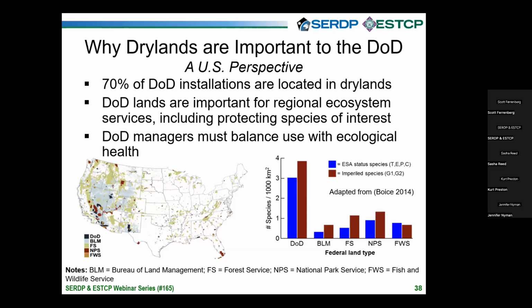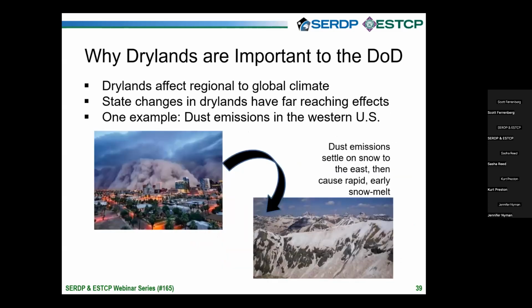And so how can we do justice to these organisms in the face of climate change to keep them safe, keep these numbers high on DoD lands? And DoD managers have the challenging job of balancing meeting our mission, the important uses on DoD lands, with the ecological health. And so that's our goal with this project, is to be able to provide that information for drylands.